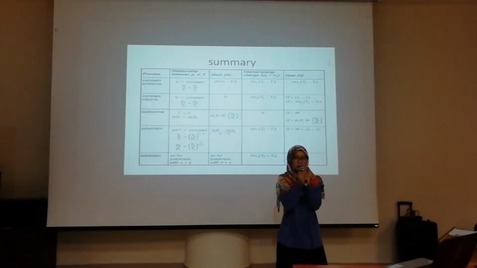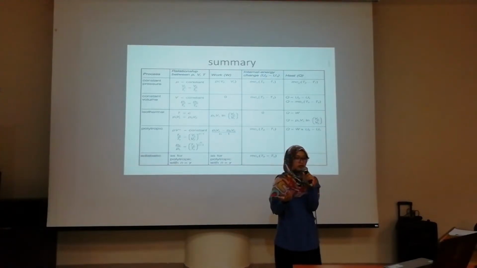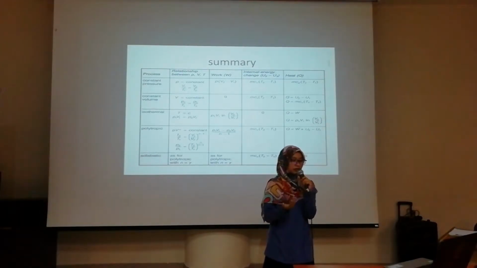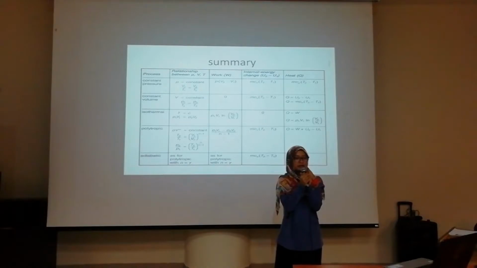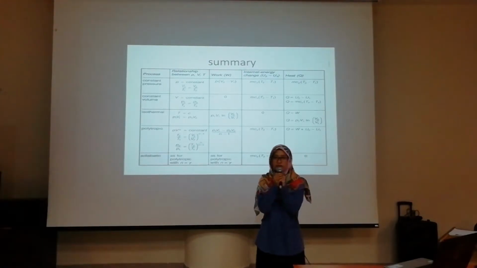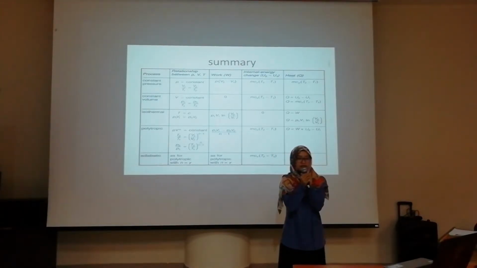For constant pressure, P is constant. The relationship is V1 over T1 equals V2 over T2. For the work, the formula is P times V2 minus V1. For the internal energy change, delta U is mCv times T2 minus T1. And for the heat, Q is mCp times T2 minus T1.